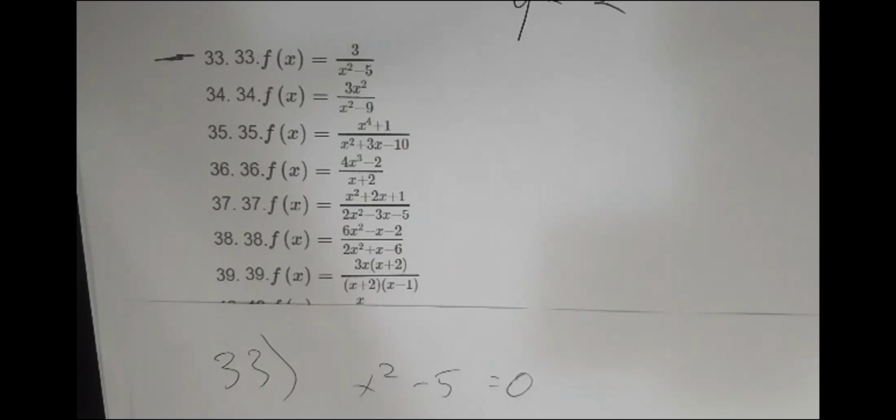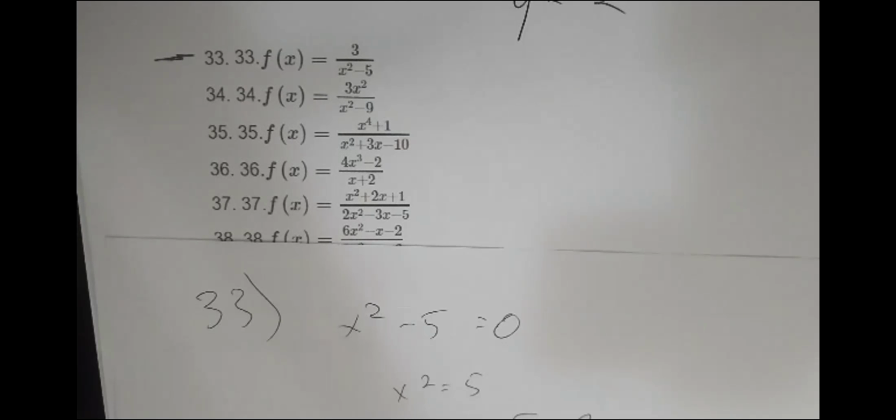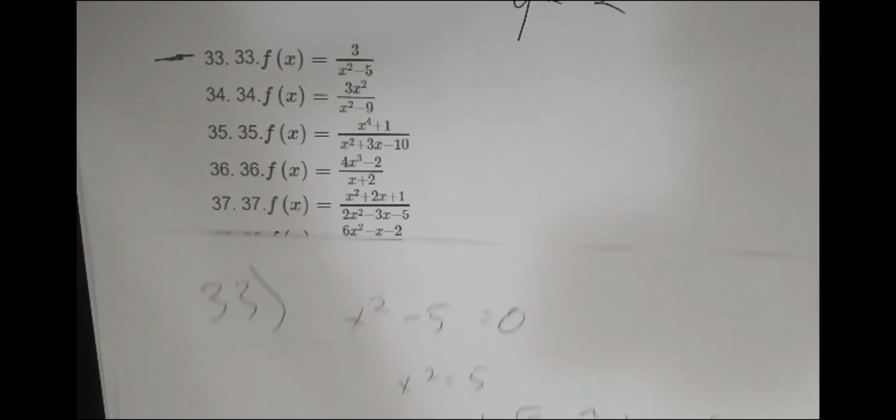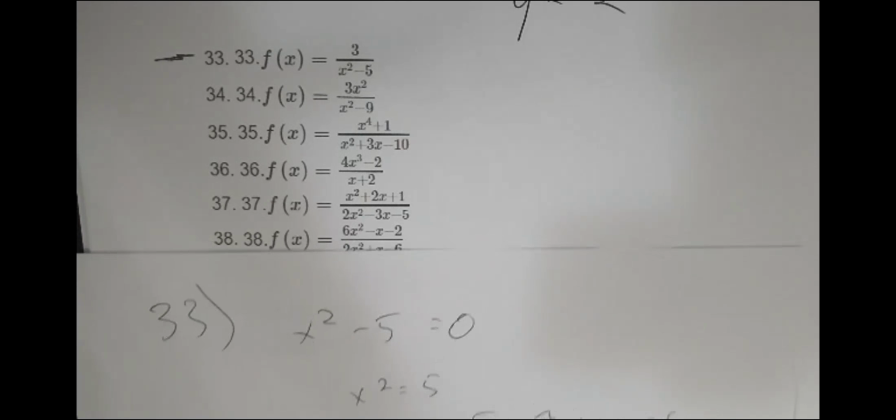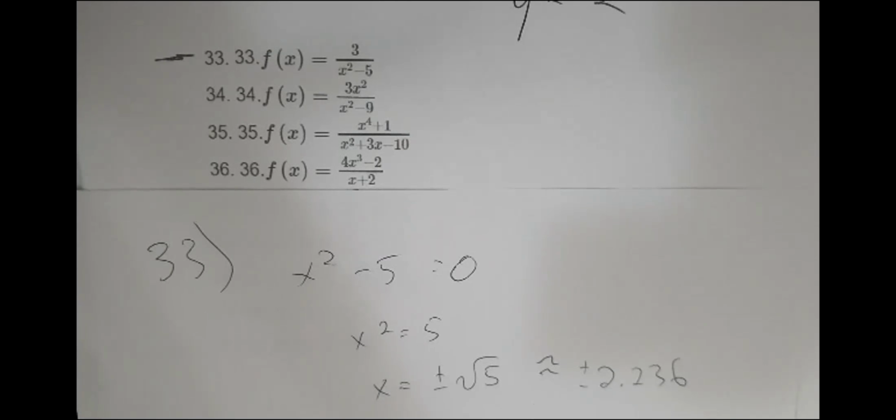Square root property. So add the 5 to the other side. Someone got it? Okay. We take the square root, and when we take the square root, we have to take plus or minus. So that was the square root property. I put an approximation in here.